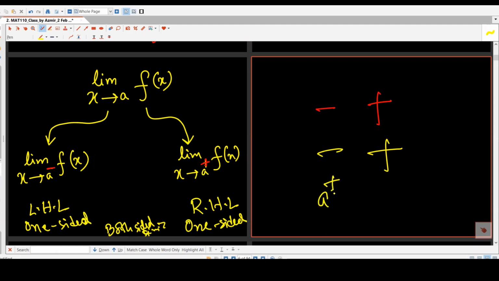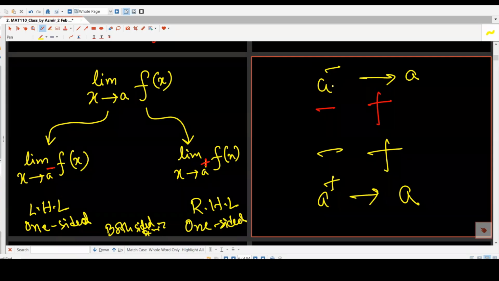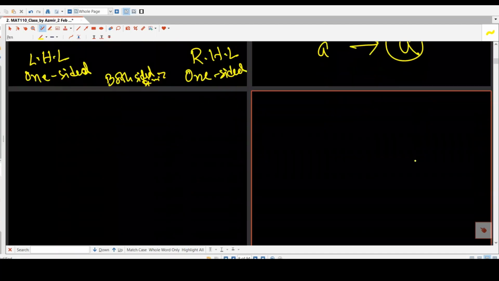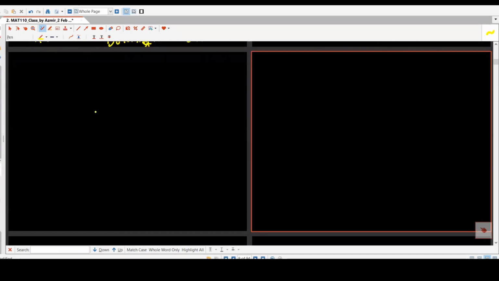So A plus is the same thing as A. A minus is the same thing as A. But whenever we have A plus, we will say that we are coming from the positive side to A. Whenever we have A minus, that means we are coming from the negative side towards A. So instead of A minus or A plus, we can use A at the end. Let me give you the geometrical notation.